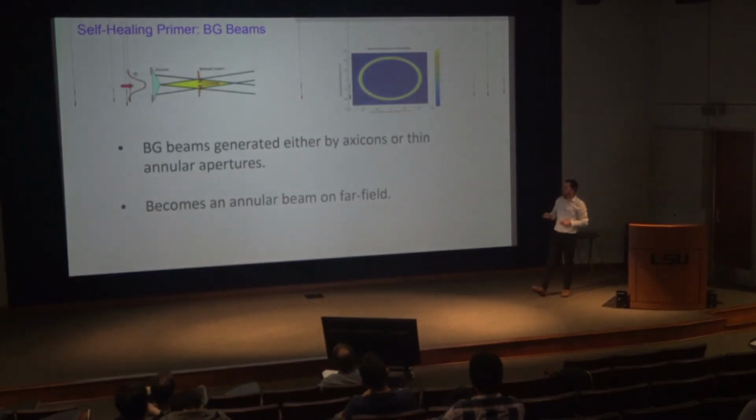And you can generate these BG type of modes, for example, by using axicons, which are just conical lenses, or by using infinitely thin apertures.